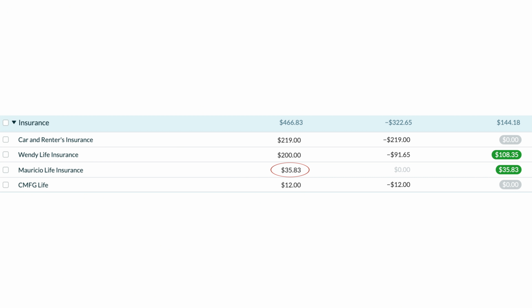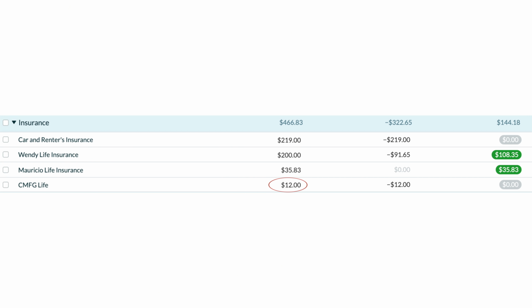Mauricio's life insurance started out at $35.83, and Navy Federal had issues with transmitting towards the end of the month, and so not all of our transactions have gone through. It has actually gone through, it just hasn't transmitted to YNAB yet. And it didn't transmit to EveryDollar, just so you know. It was a Navy Federal problem, not a YNAB app problem. So that should be coming through any day. And the CMFG life insurance at $12 was planned and spent at $12.